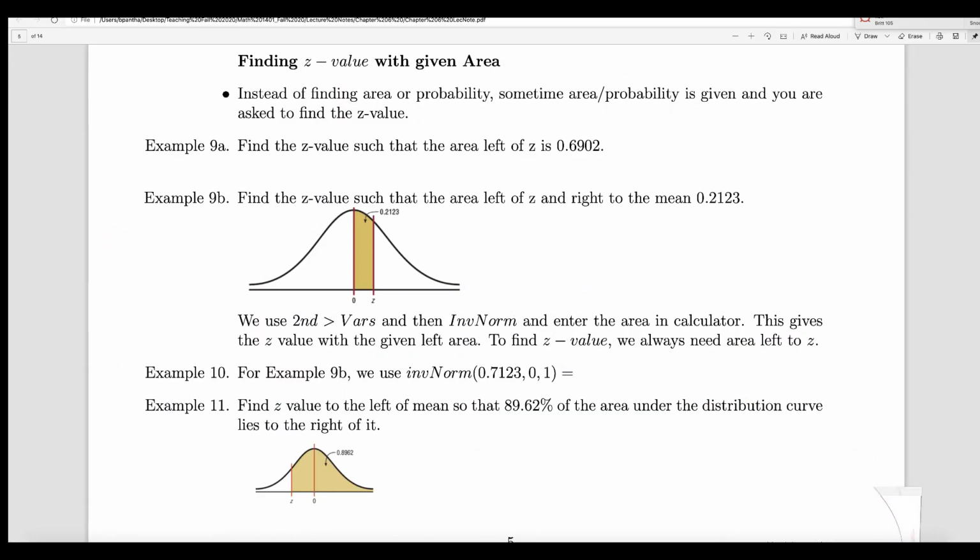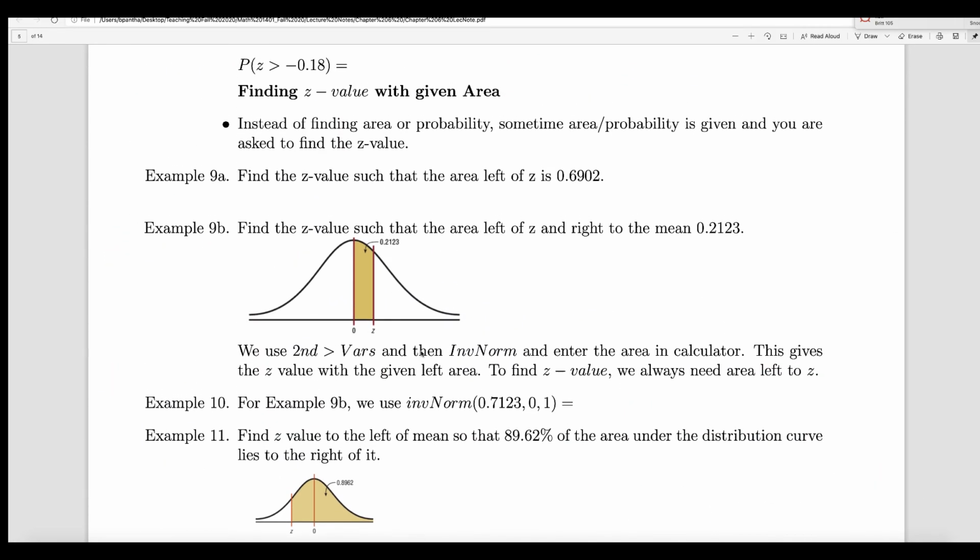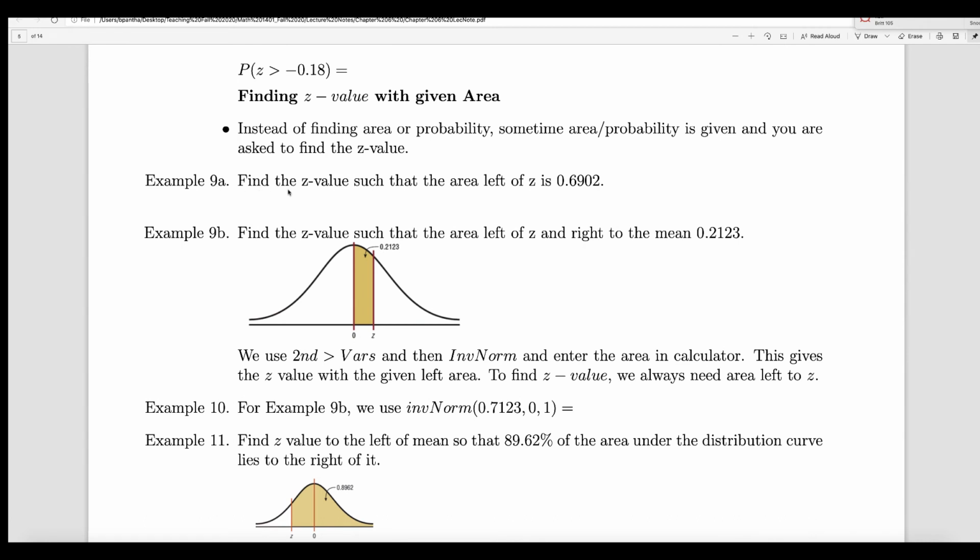Okay guys, so let us go to the problem here. Number 9a says find the G value such that the area left of G is 0.6902. So the left area is 0.6902, what does that mean? How do I do that? Let us draw that. There is 0. Since the area left of G is 69%, which is bigger than 50%, G must be somewhere here, right? So that may be the G, and the left area is given there. What is that left area? That left area is 0.6902.